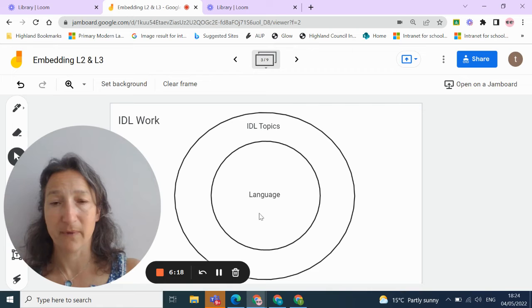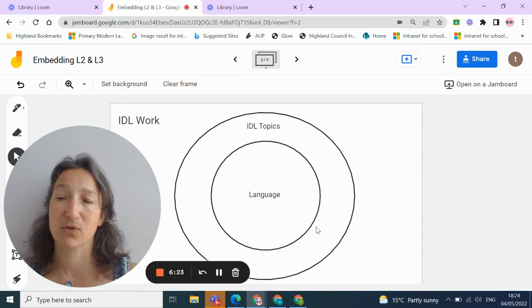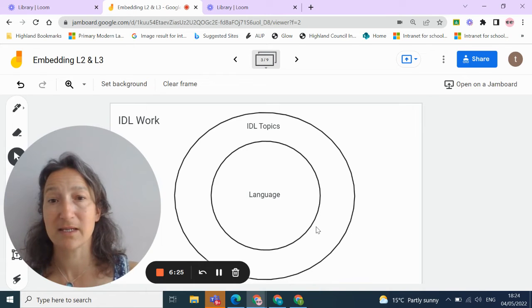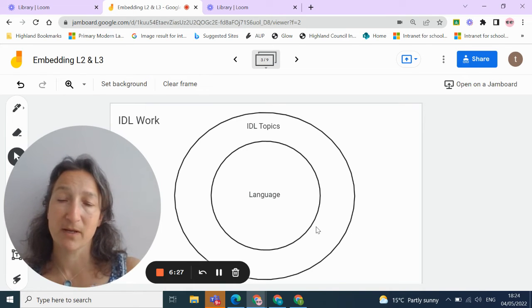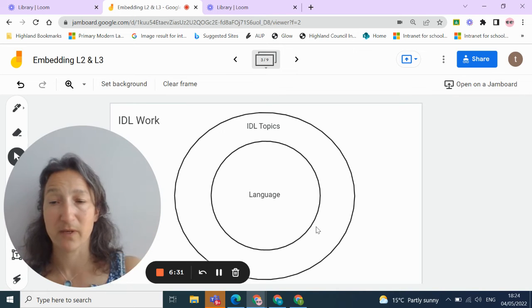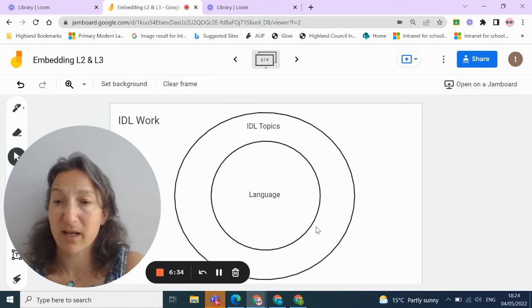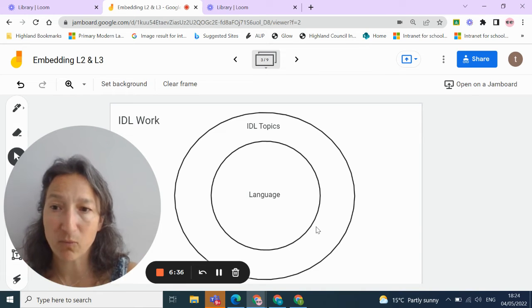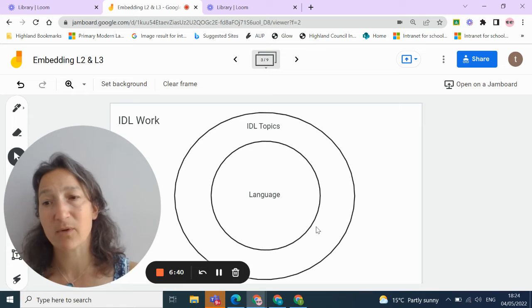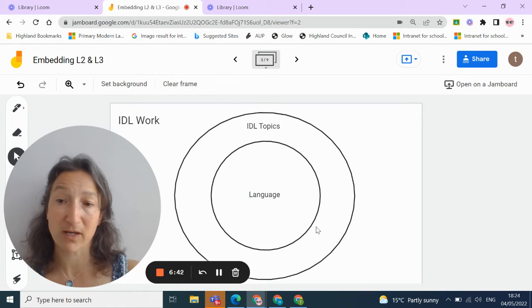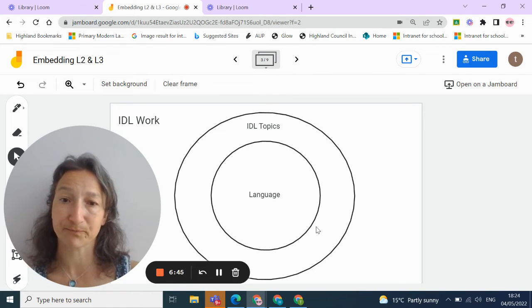And then in the middle, I'd like you to think about core language that you would probably be doing in the L2 or the L3, and then see if you can make links between them. So how could you link in that core language with that IDL topic? So core language might be things like numbers, colours, weather, personal information. So think about the sorts of language that you cover in your own programme of work in your school or in your classroom, and then see if you can link the two up.